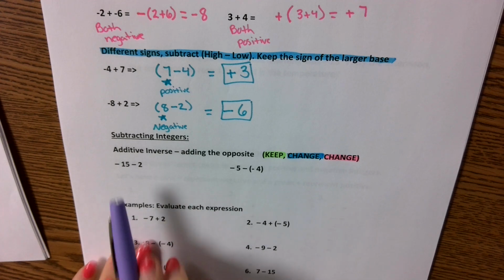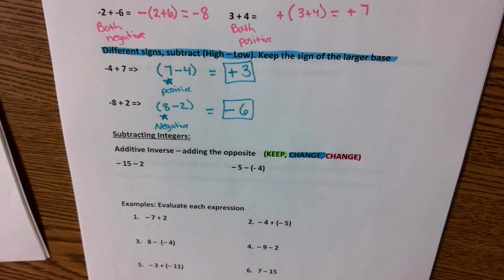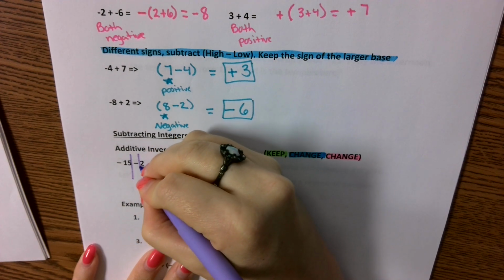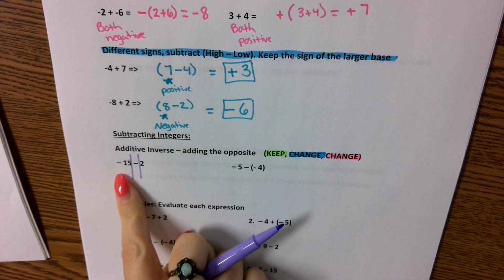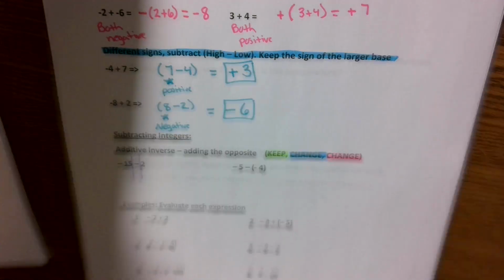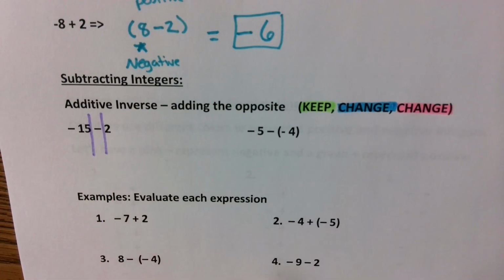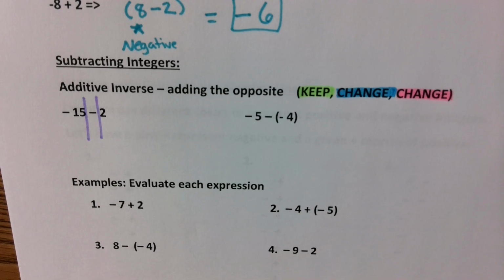So if we're taking a look at -15 minus 2, I'm going to split this up into 3 parts. -15, a subtraction sign, and then a 2. The reason I always tell kids draw the wall is because a lot of times you see the minus sign and you automatically assume that 2 was negative. But this doesn't say minus a -2, it says minus a +2.